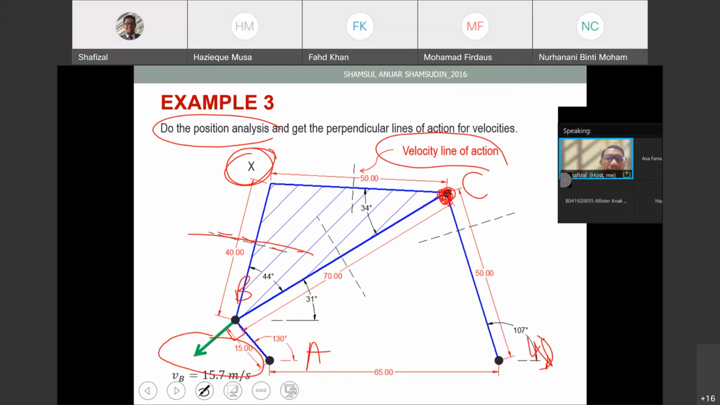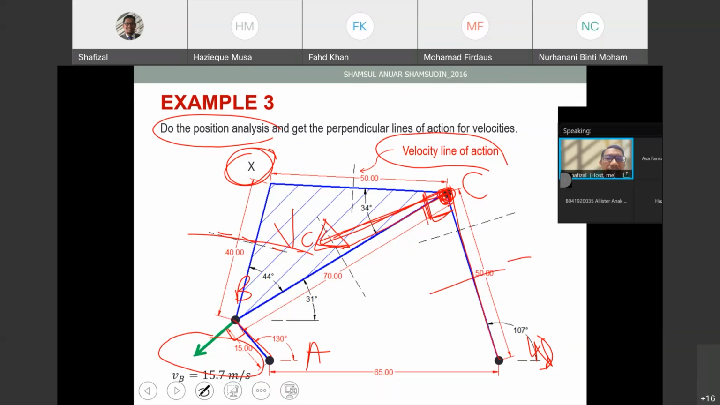We know that the velocity is going this way. So maybe this one is also the velocity point, the velocity of point C. When the input arm rotates, in the counterclockwise direction, it's going counterclockwise. So point C is also going this way. So this should be 90 degrees from this link. It must be perpendicular to this link.